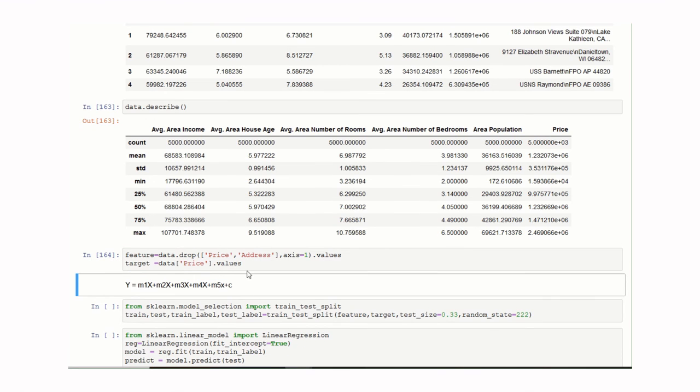And also here the number of features is 5. So that means our linear regression equation will become like this, where m1x1 plus m2x2 plus m3x3 plus m4x4 plus m5x5 plus c. Here each x is one of the features and the respective slopes are m and c is the intercept.